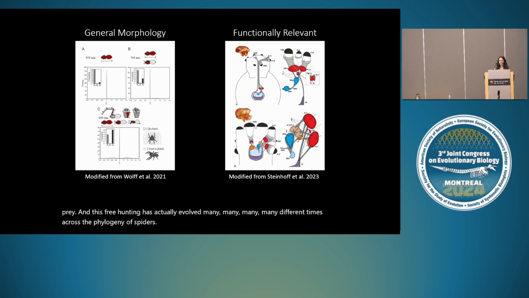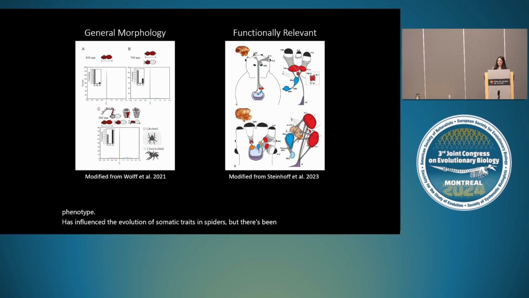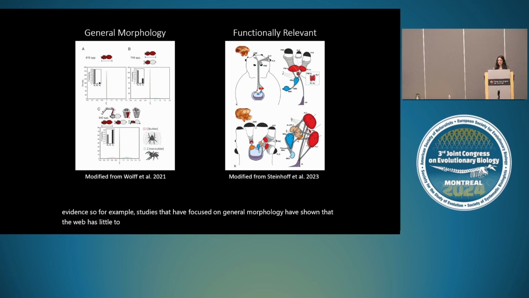So there have been some other studies that have attempted to examine how this extended phenotype has influenced the evolution of somatic traits in spiders, but there's been some conflicting evidence. So, for example, studies that have focused on general morphology have shown that the web has little to no effect on the spider's phenotype, kind of suggesting that this extended phenotype does not really promote evolutionary change.